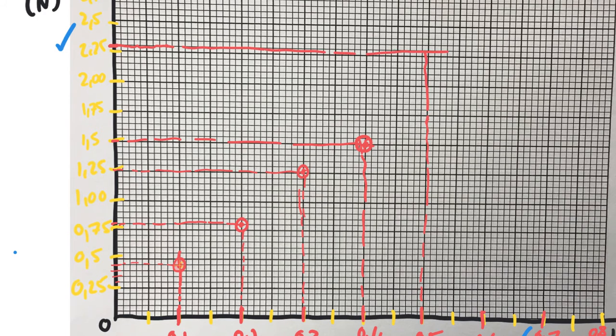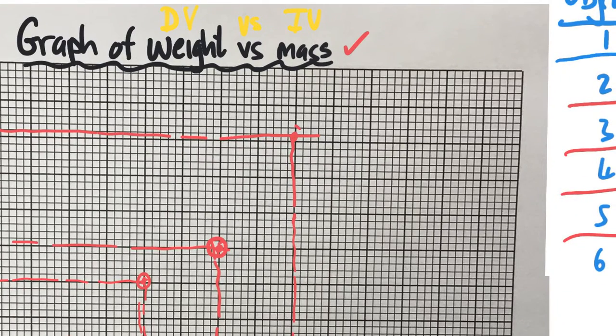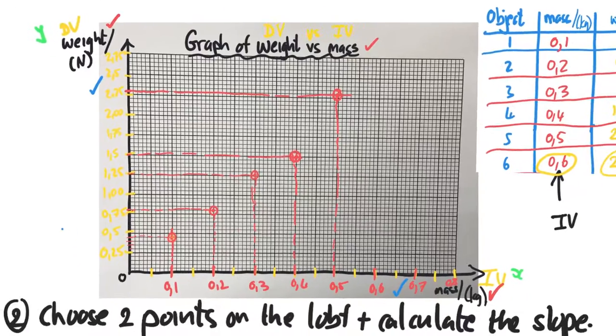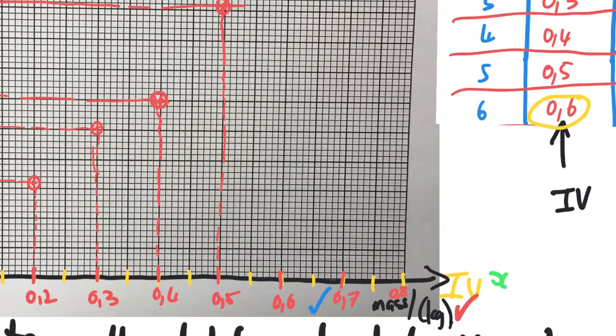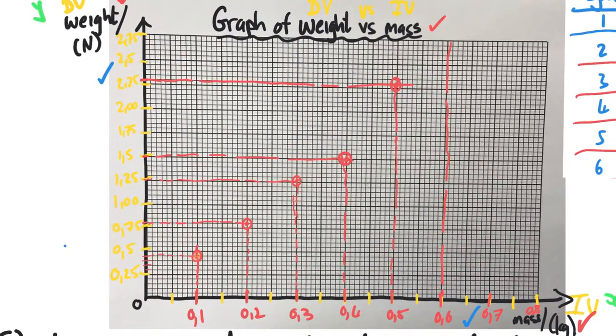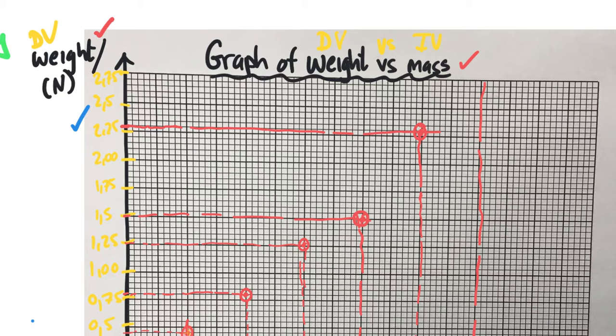We go up here, and so there we go, and there is our point. And then last but not least, 0.6, 2.38. Right, sorry, so up here, I should have made this, oops, my apologies.